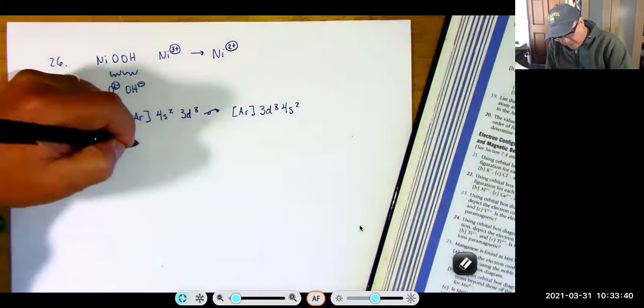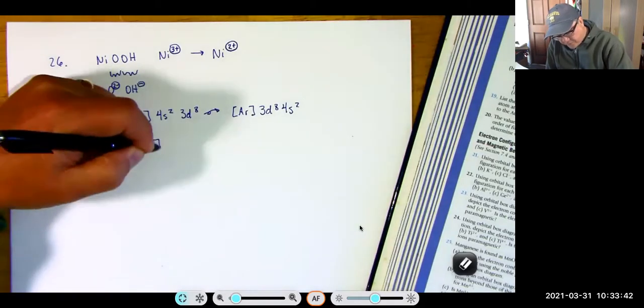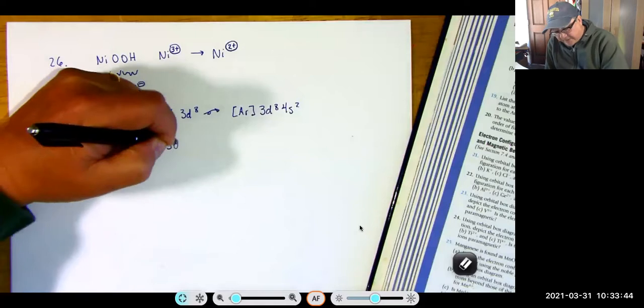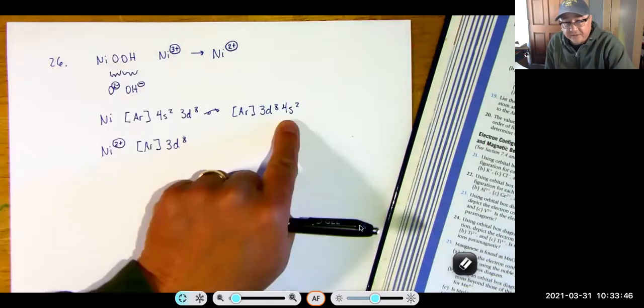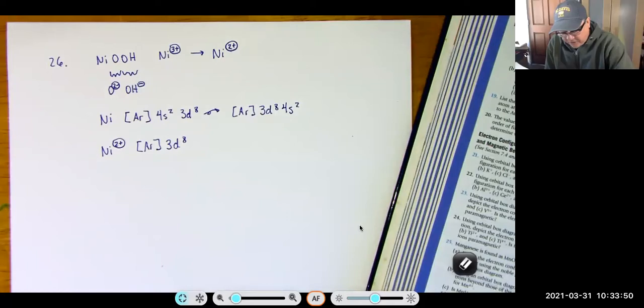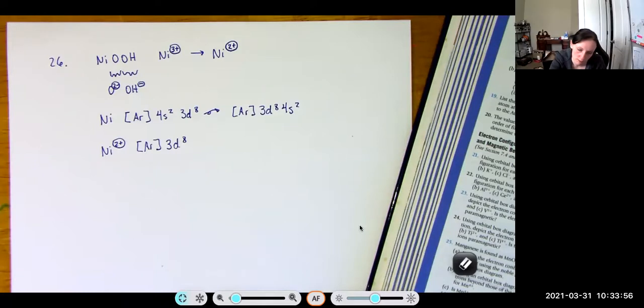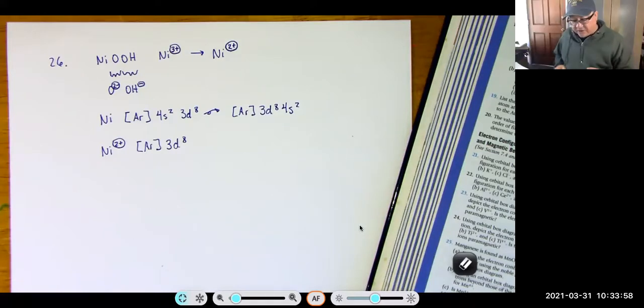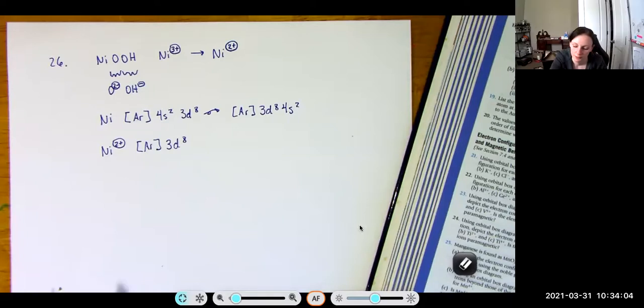Now for nickel +2, we're going to have argon 3d8. We're going to take away the 4s2. Oh, okay. I did it wrong. Okay, so you always take away the electrons after you rearrange it. Right. It makes sense, because they're the least stable electrons, and they're the ones you'll take first. Yeah. So the nickel +3 is 3d7.